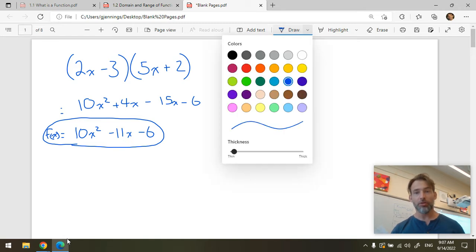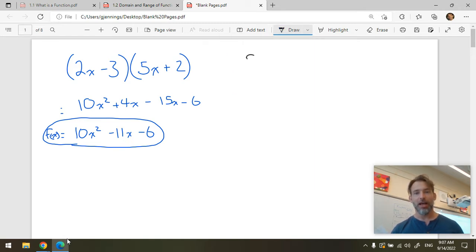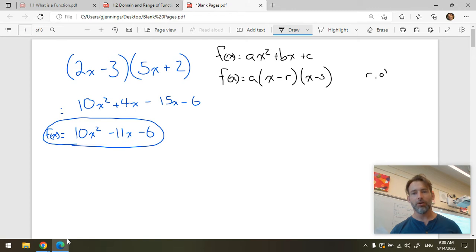Just recall, our two forms of quadratics look like this. Ax squared plus bx plus c is standard form, so this would be f of x equals that. And then we can also have f of x equals a multiplied by x minus r and multiplied by x minus s. This is factored form, where r and s are the roots or the x-intercepts or the zeros of the quadratic. Lots of synonyms there.